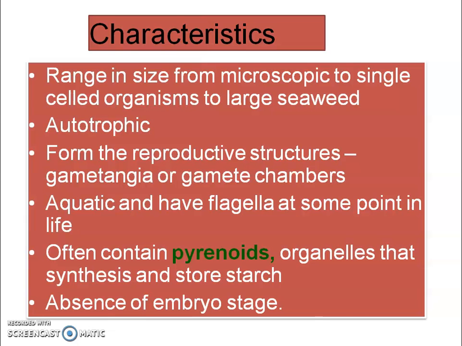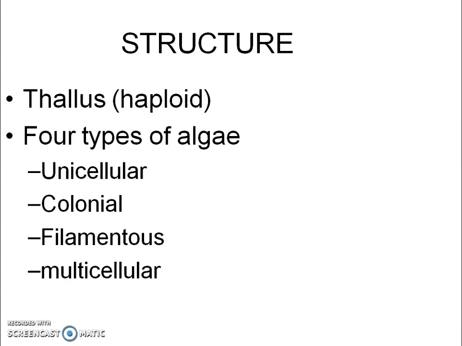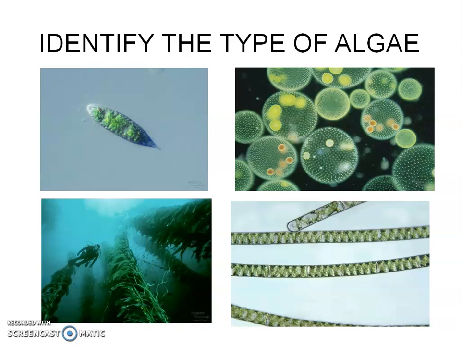They show an absence of embryonic stage; they do not have an embryo. The structure is a thallus, and they can be unicellular, colonial, filamentous, or multicellular. So this is about the structure. Identifying the types of algae, you can see here the various types: Volvox, then Spirogyra, then these long ones which we call Chlorella, etc. And this is another type of algae.